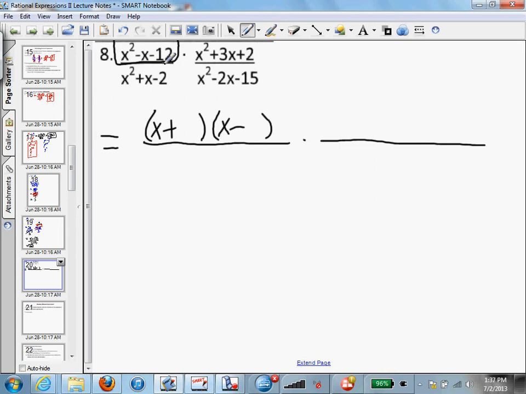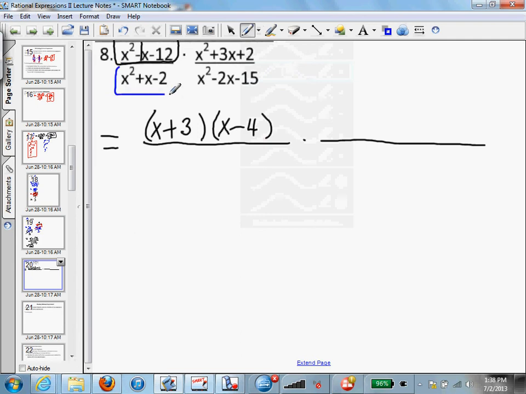Okay, now you have to think of two numbers that multiply to give you negative 12, that when added give you a negative 1, because there's a 1 right there for that coefficient of negative x. So if you think about it, negative 4 and positive 3 multiply to give you negative 12, and if you add negative 4 plus 3, you get negative 1.